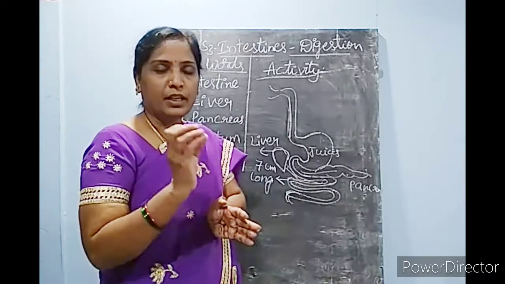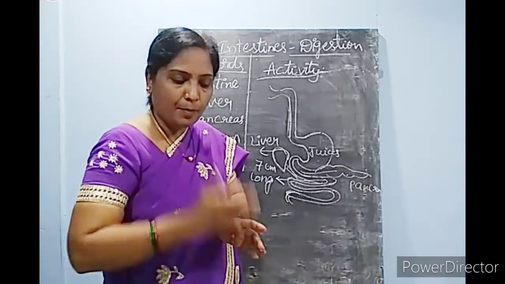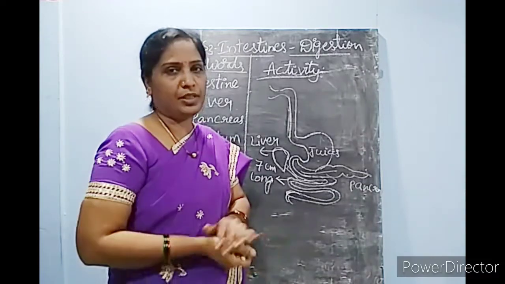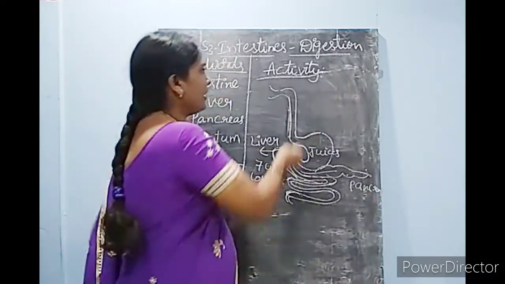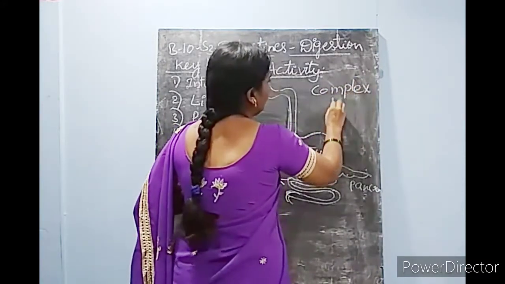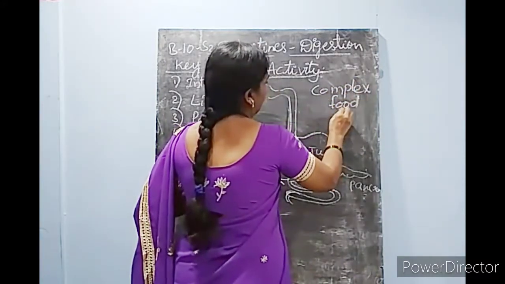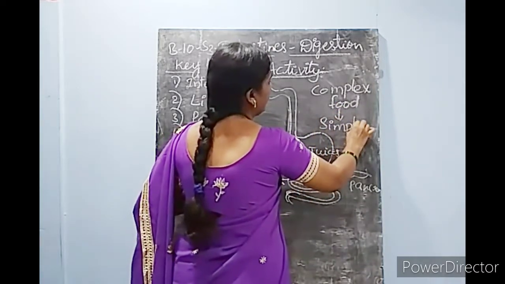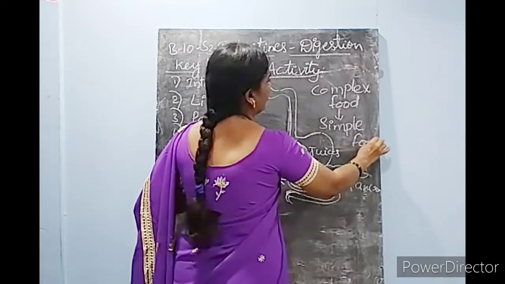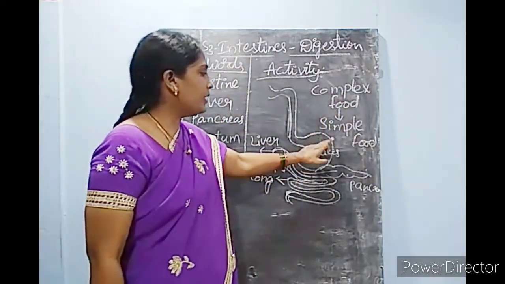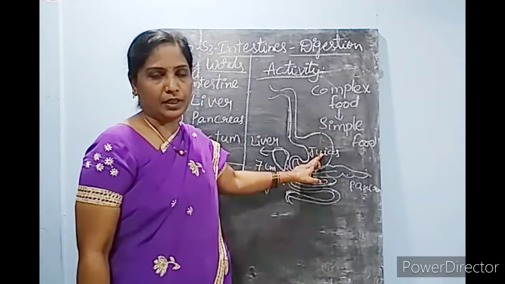simplified. The largest food particles are broken down and changed into simple substances. So the complex food is changing into simple substance, simple food. This is what is known as digestion. So the complex food is changing into simple food by the help of juices in the stomach.